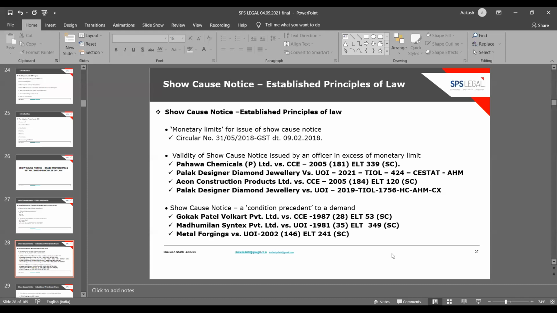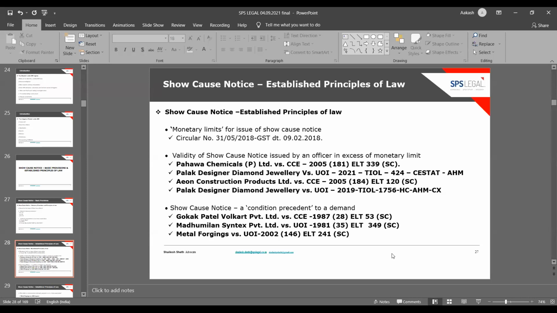The other important principle is that a SOCOS notice is a condition precedent to a demand. This is well settled law since ages. One of the most stalwart important judgments on this is Madhumilan Syntex and Gokak Patel, later followed also in Metal Forgings. These are the three telltale judgments of the Honorable Supreme Court.